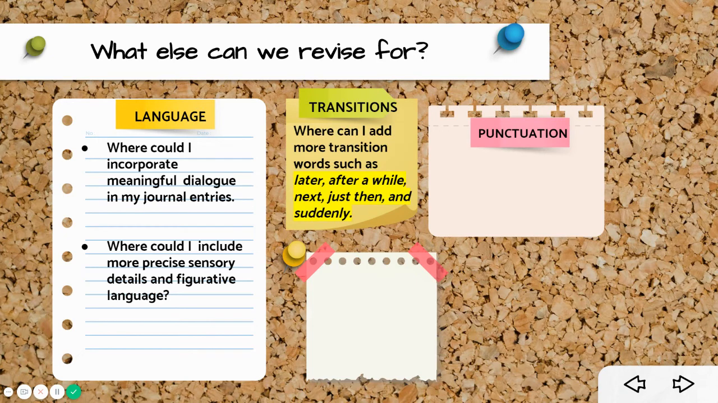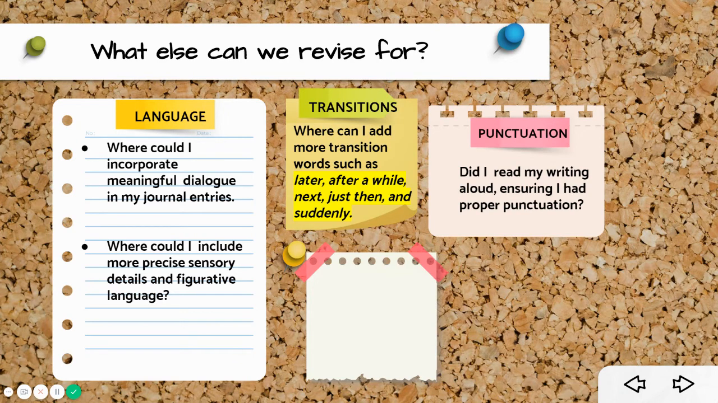Okay. Transitions. Where can I add some more transition words? For example, later, after a while, next, or just then and suddenly. Okay, this helps to make your piece of writing flow more smoothly. So look back and find some spots where you could do that.